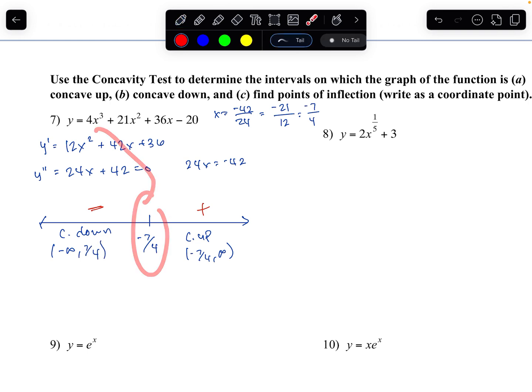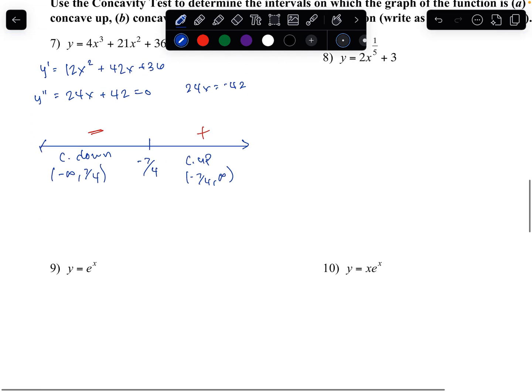You just have to plug it in here. I'll be honest, I don't want to do the math with a fraction. So negative 7 divided by 4. I'm plugging this into my calculator. So 4x to the third plus 21x squared plus 36x minus 20. And so the point of inflection is at negative 7/4 and negative 40.125.